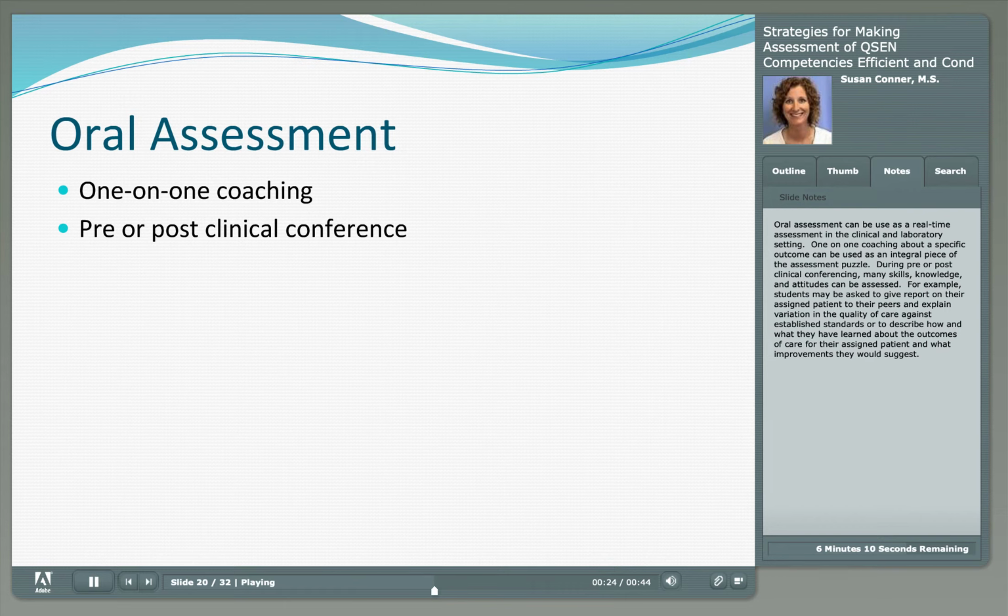For example, students may be asked to give a report on their assigned patient to their peers and explain variation in the quality of care against established standards, or to describe how and what they have learned about the outcomes of care for their assigned patient and what improvements they would suggest.